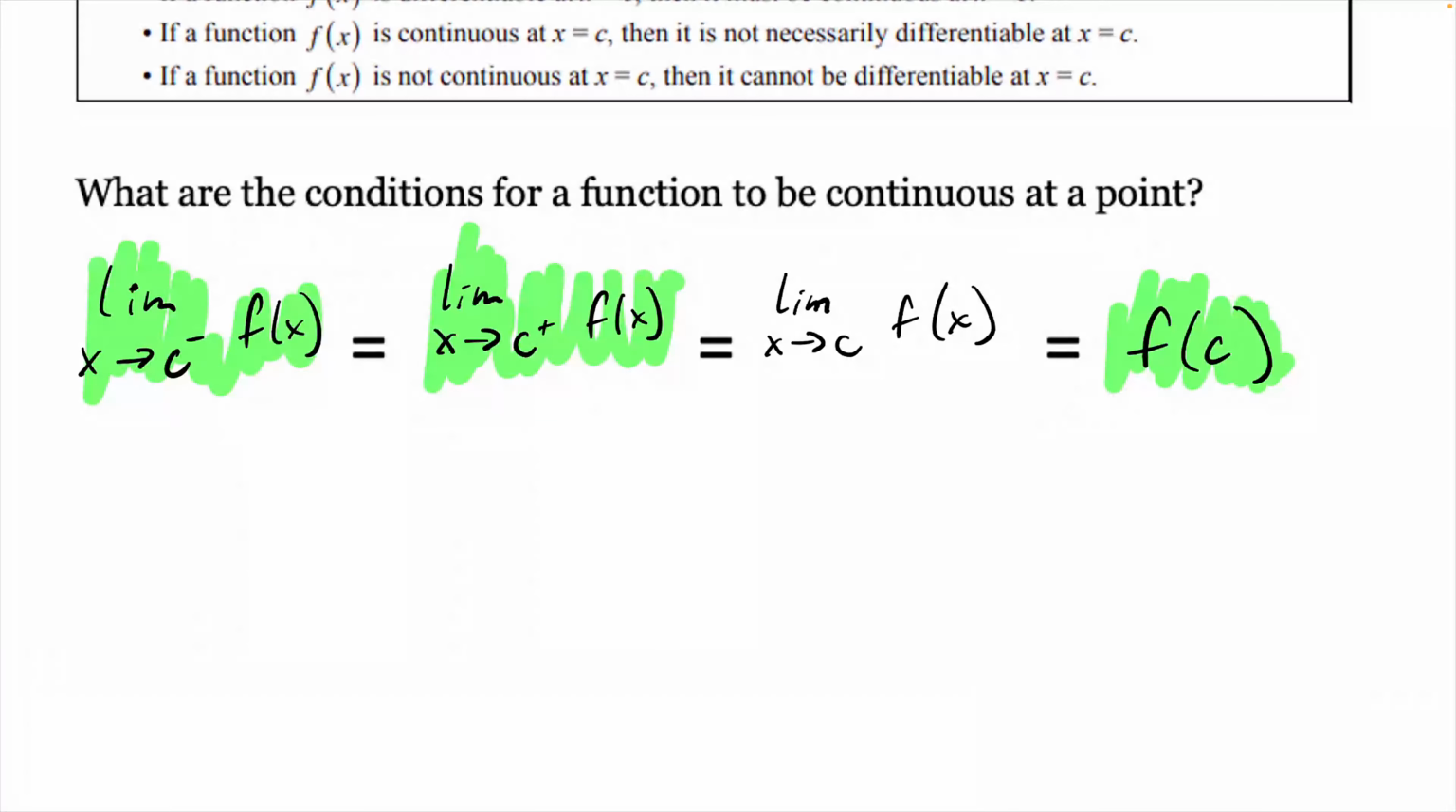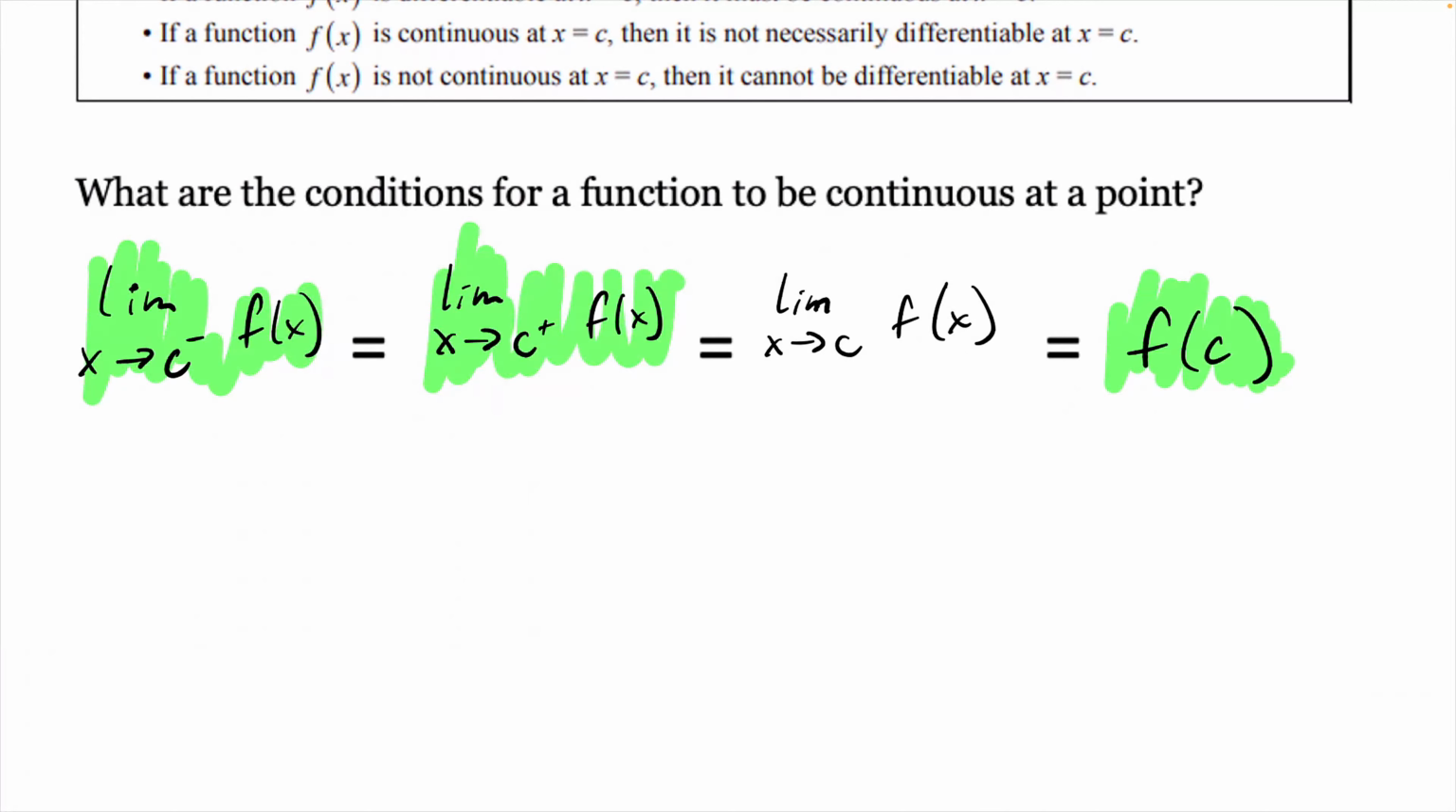The limit as x approaches a value from the left is equal to the limit as x approaches a value from the right. If those two are equal, then there's a limit at that point, and then we checked the y value at that point, right? f of c is the y value, okay? If those are equal, it was continuous. We said that last chapter. The only difference with what we're doing today is that we're not checking for continuity, we're checking for differentiability.